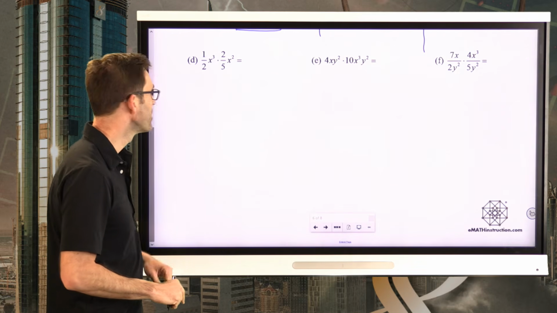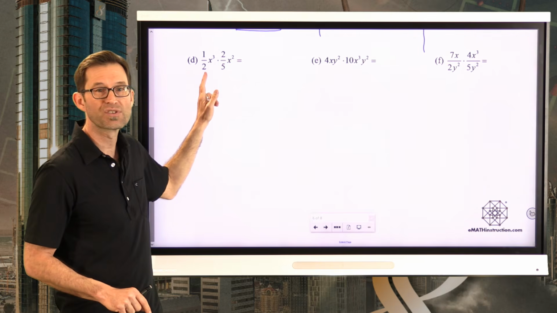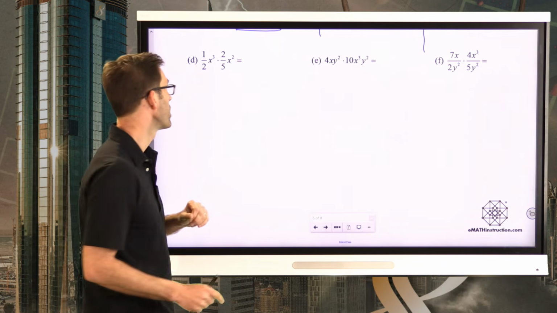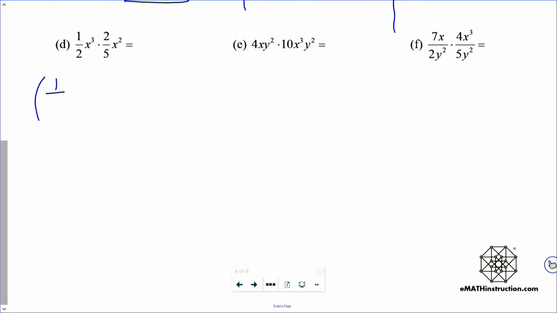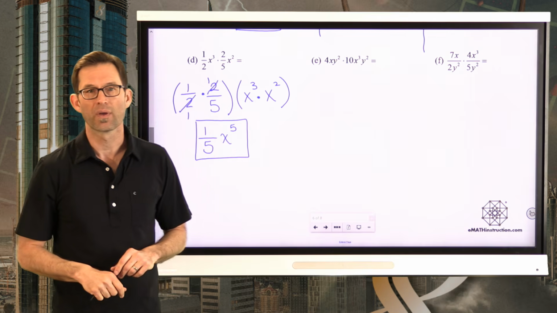This can get a little ugly, right? So I've got 1/2 x squared, or sorry, 1/2 x cubed times 2/5 x squared. So I'm going to grab those two fractions, 1/2 times 2/5. I'm going to put them in parentheses. And then I'm going to have x cubed times x squared. Now with the fractions, I can do a little cross multiplying, 1, 1, and now I'm just going to have 1/5 and then times x to the 5th. As easy as that. Okay?